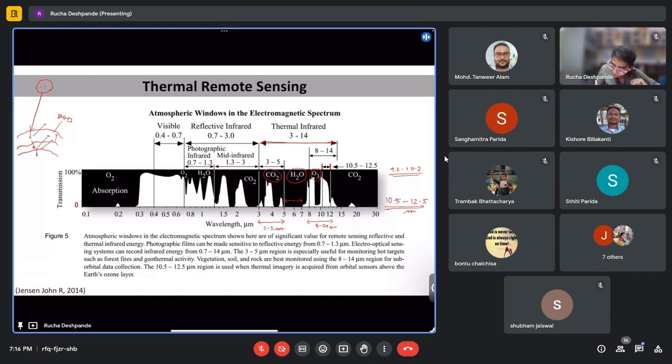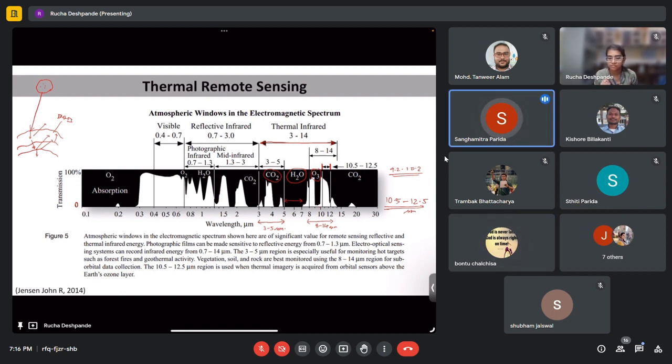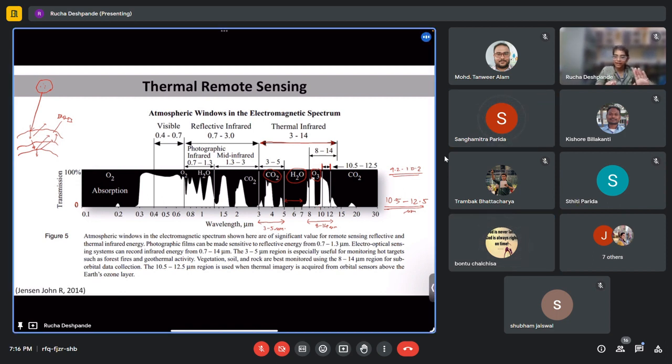So when you see this between 10.5 to 12.5, you can see that the maximum transmission window is there. So in this region, most of the thermal infrared radiation which is emitted, this window will not absorb a lot, but there would be more transmission. So it would be better for sensing. So satellites are designed in such a way that they are sensitive in this region itself. So here black portions are absorption and white portions are transmission.